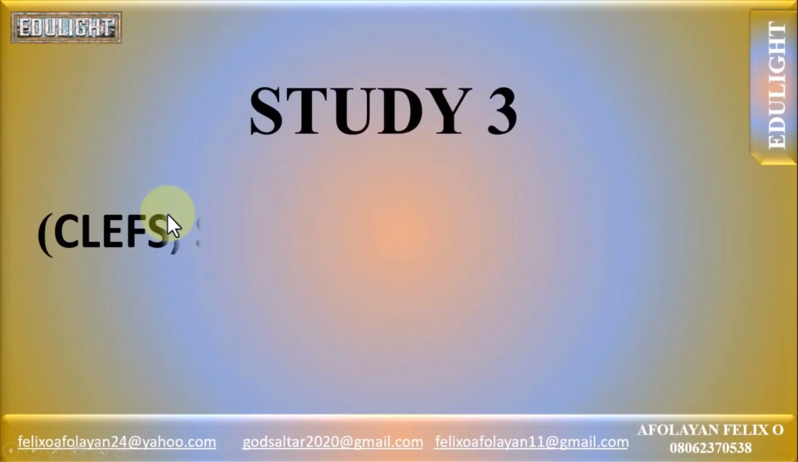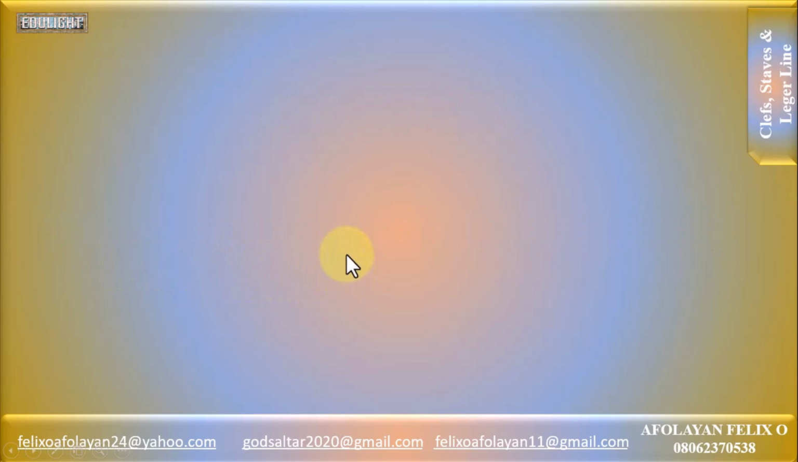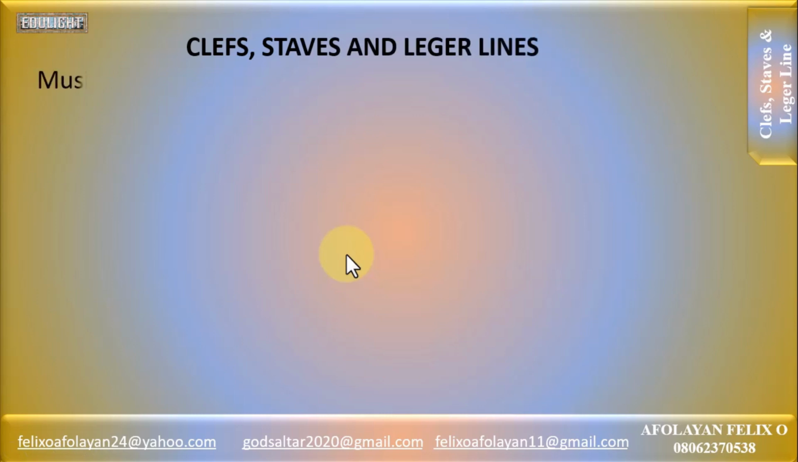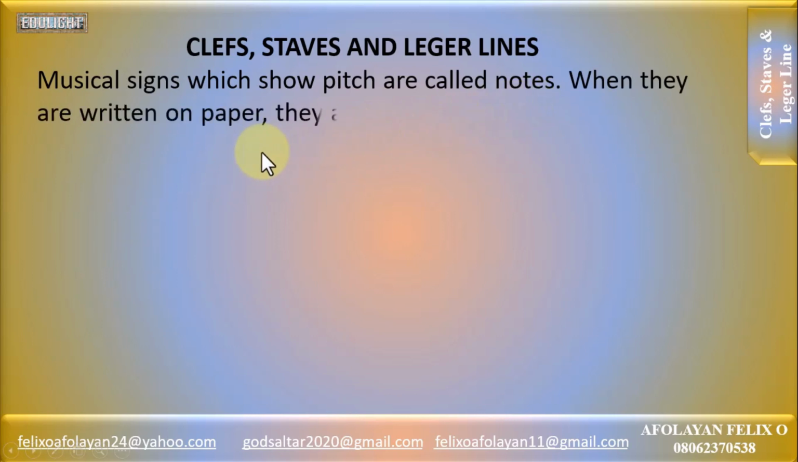Study 3. Clef, staff, and ledger line. Musical signs which show pitch are called notes. When they are written on paper, they are said to be notated.